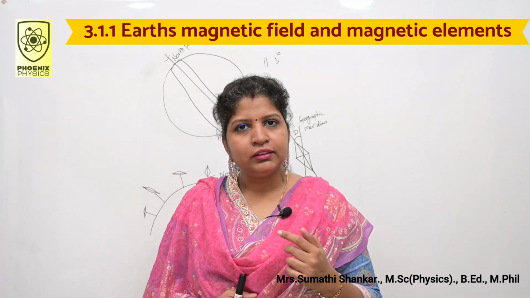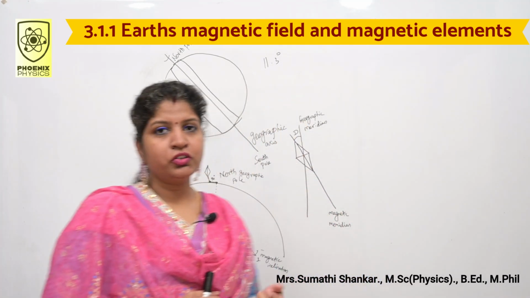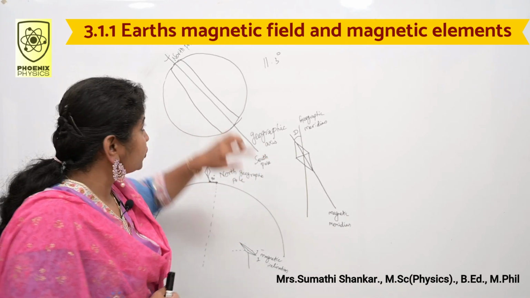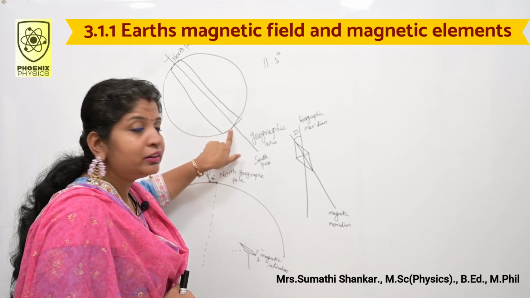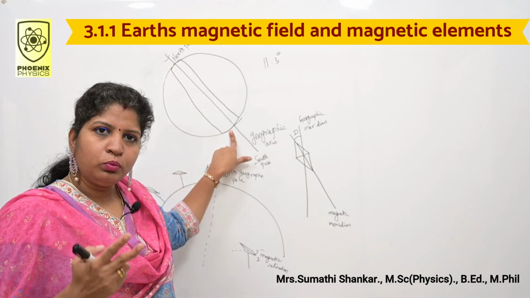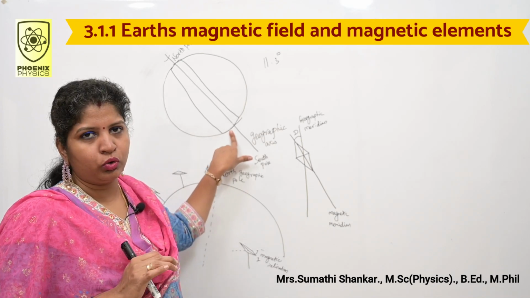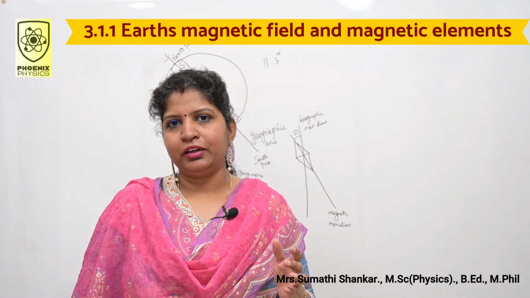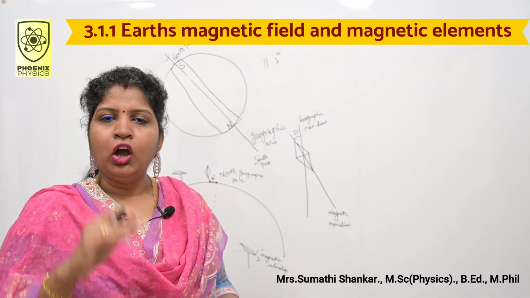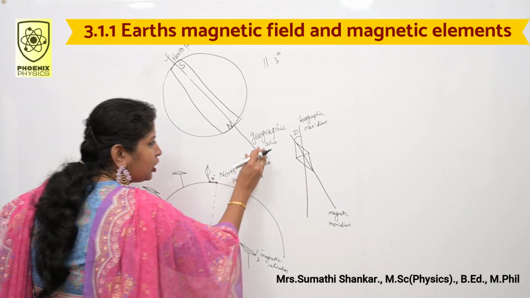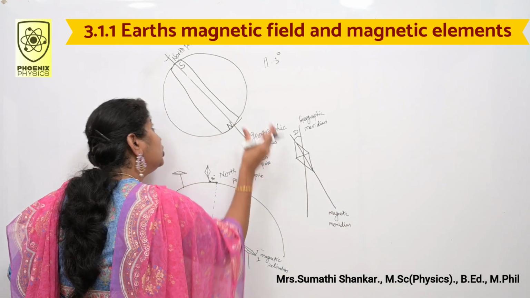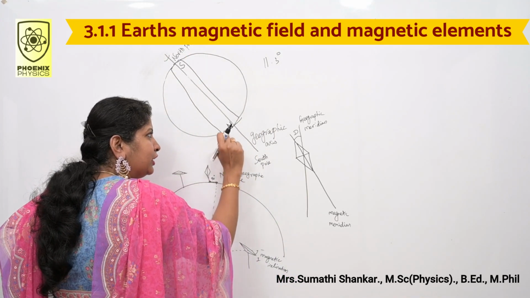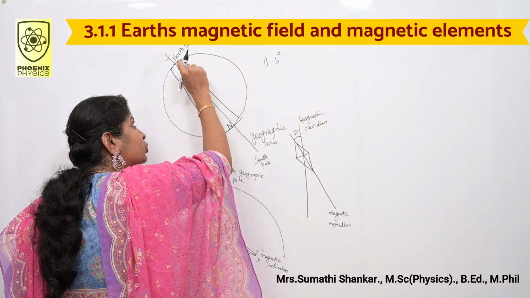You know that earth spins around its axis. That axis is known as geographic axis. Wherever the axis touches the surface of the earth are called poles. We have two poles, one is north pole, another one is south pole. According to Gilbert theory, earth itself behaves as a bar magnet with a magnetic field pointing from geographic south direction to north, which means for this earth magnet, this one is north pole and this one is south pole.